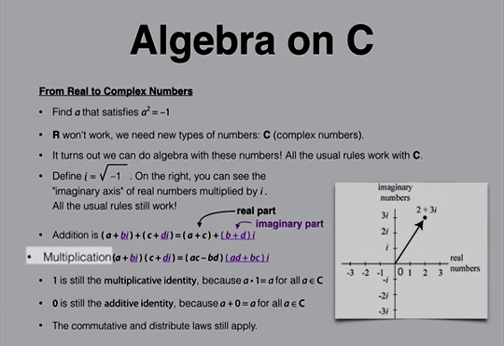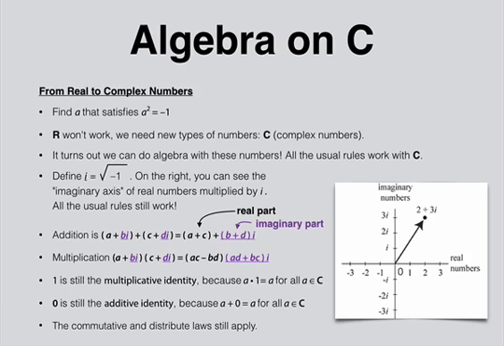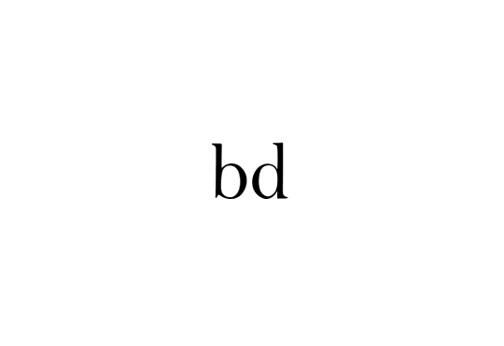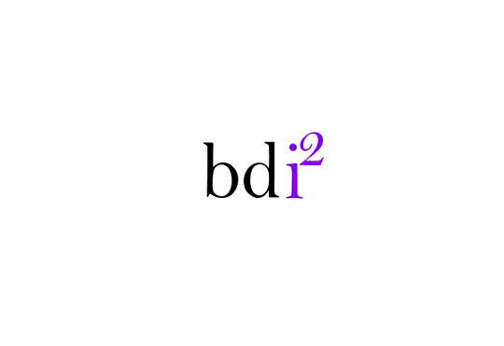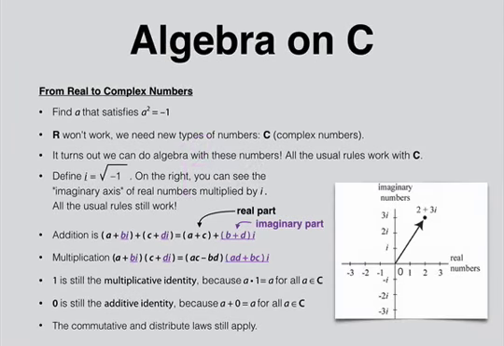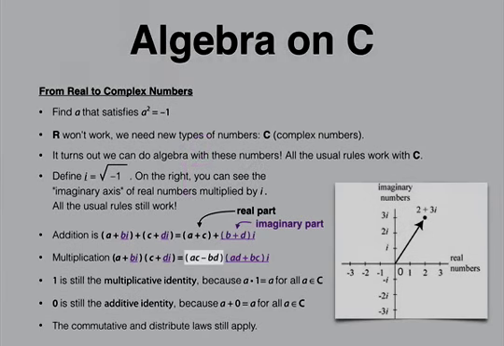For multiplication, we multiply just as we would with algebra. So A times C, there it is, A times C. And then look at this, we can do BI times DI. That's B times D times I squared, which is negative 1. So that plus turns into minus. So we've got AC minus BD.